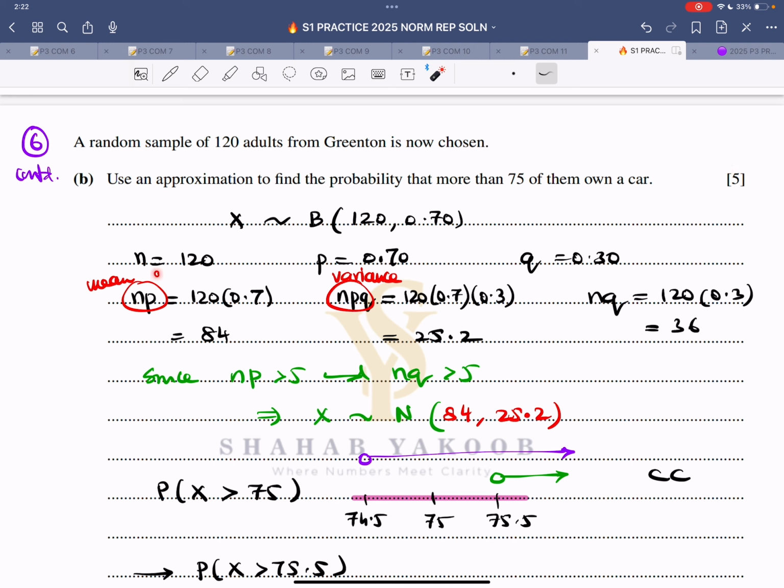So now N is 120, p is 0.7, q is 0.3. Calculate np, which is the mean. Calculate npq, which is the variance. Calculate nq, which is nothing, it's just used for justification. Since np is greater than 5, nq is greater than 5, therefore X follows a normal distribution. Take the mean from here, take the variance from here and write it down.